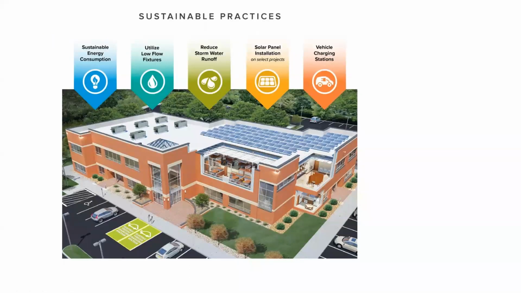In sustainable practices, we have sustainable energy consumption. We can utilize low flow fixtures. We can reduce the stormwater runoff. That means stormwater or rainwater can be harvested and used for gardening, maybe for the bathrooms, along with solar panel installation and a vehicle charging station. These are the things that we can implement inside a building in order to have sustainable practices within it.